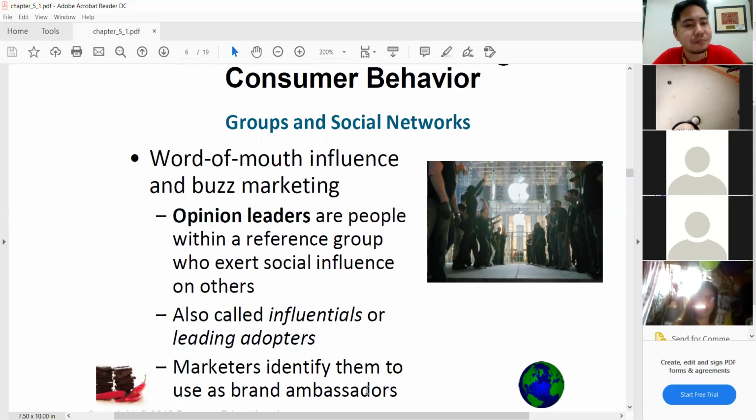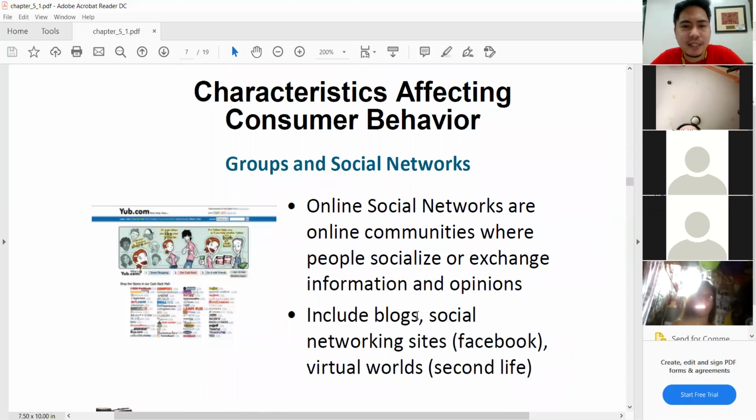So what are the characteristics of groups and social networks? We have online social networks defined as online communities where people socialize or exchange information and opinion. So commonly this is found in Facebook or in Twitter. So they include blogs, social networking sites like Facebook, and virtual worlds that serve as your second life. So if in case you have online chat groups, that can be a group network as well.